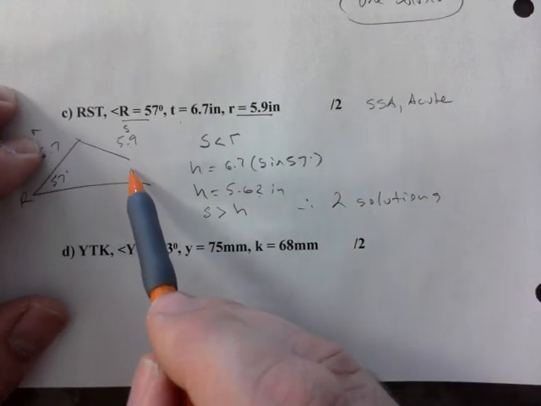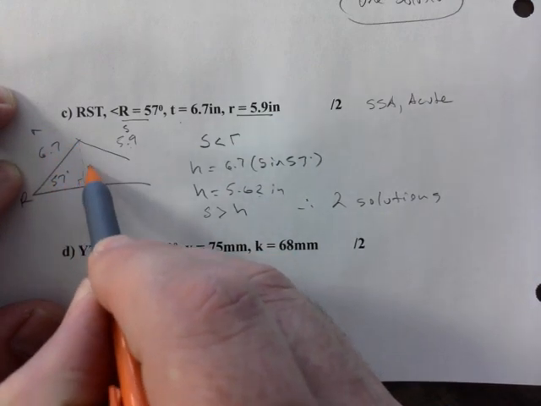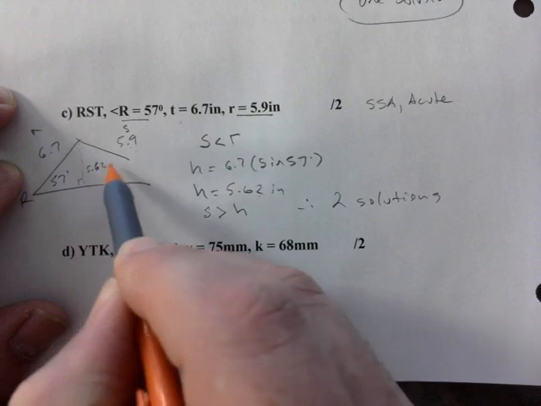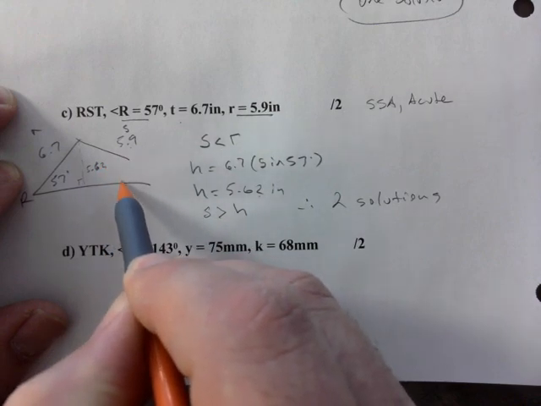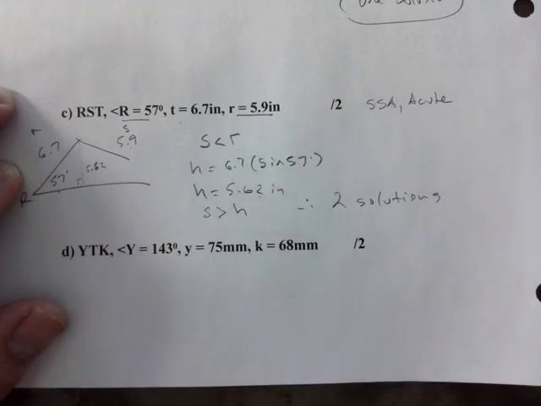And you can imagine this is swinging. Like if this height is 5.62, this is longer, so it's going to make contact here somewhere, and it's going to swing back and make contact here. So you've got your two triangles.